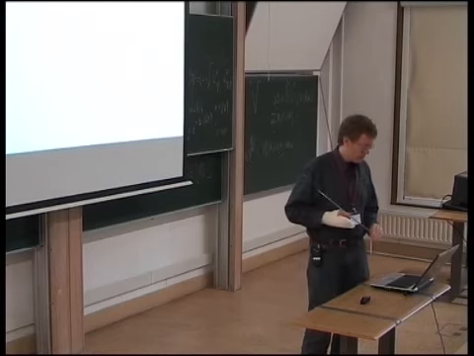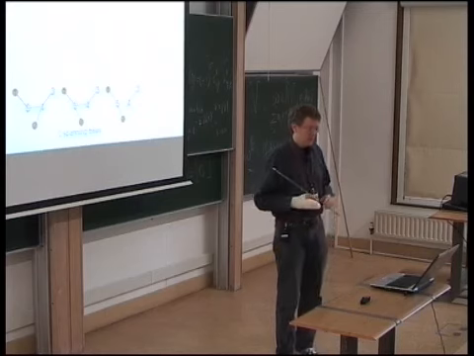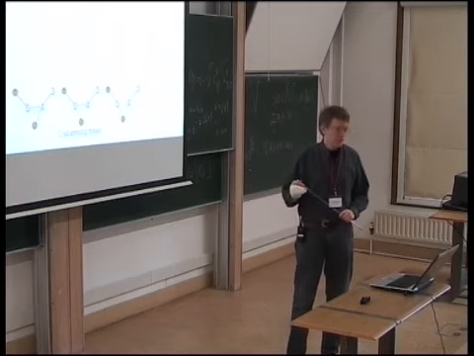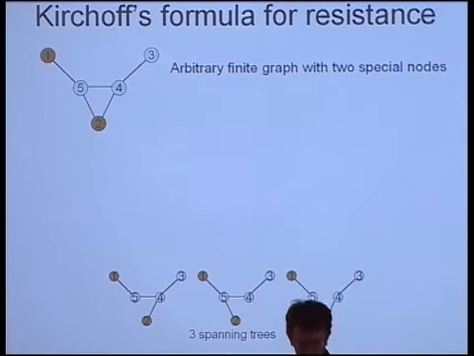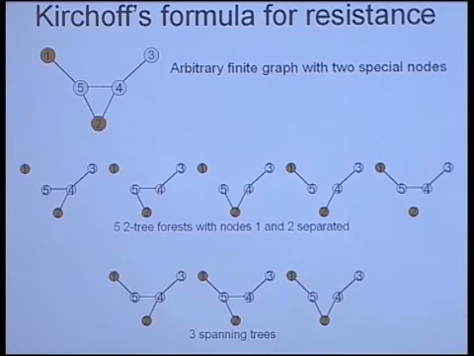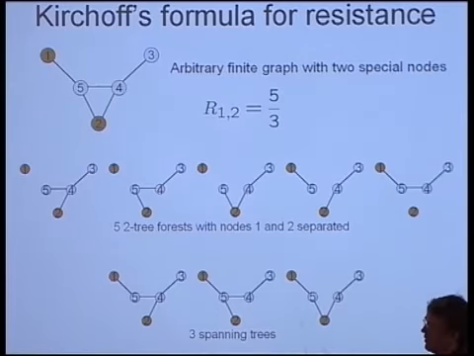So returning to Kirchhoff's formula for the electrical resistance in a graph. It works for any graph, not simply continuous graphs. This particular graph has 3 spanning trees, which are shown there. And it has 5 two-tree forests in which 1 and 2 are separated. And so Kirchhoff's formula tells us that the electrical resistance, if each of these edges has unit conductance, is 5/3.